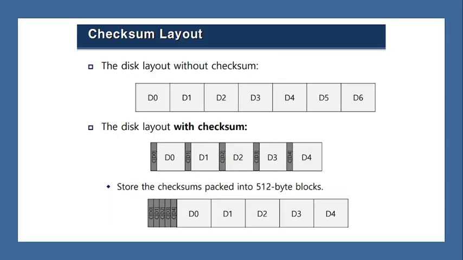Now, related to the checksum layout, how the layout will be. Here the disk has the data of D0, D1, D2, D3, D4, D5, D6. And now with the checksum layout, that means some part will be given to write the checksum. This part will be given to write the checksum.